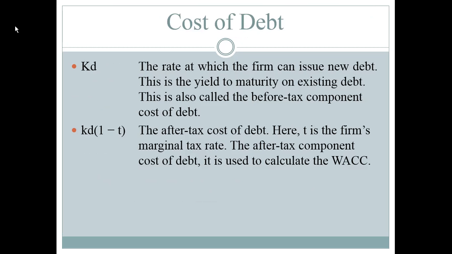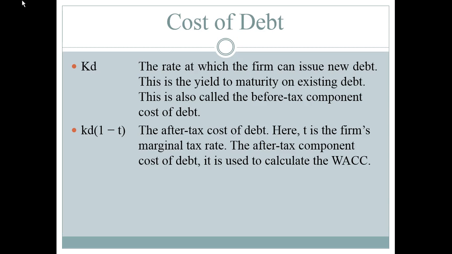So cost of debt is also known as KD. KD represents cost of debt. So this is the rate at which the firm can issue new debt. This is the yield to maturity on existing debt. This is also called the before tax component cost of debt.